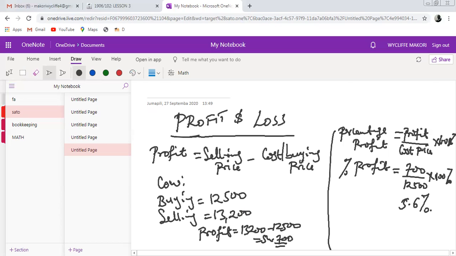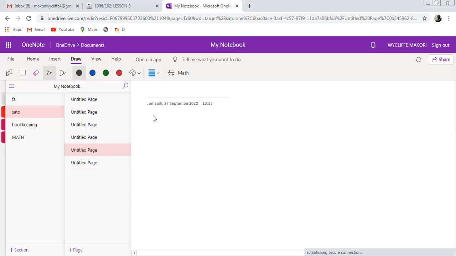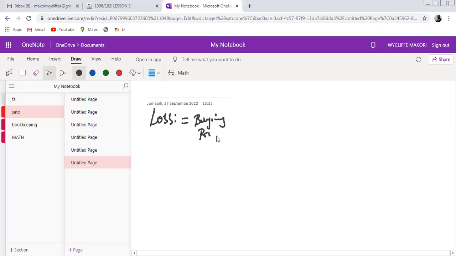On the other side, we have the loss. Loss is normally realized when the cost price is higher than the selling price. The amount of money that you spend to acquire an item is more than the amount of money you sell that particular item. So loss is normally given by the buying or cost price, because it is the one that is going to be higher, then you minus the selling price.